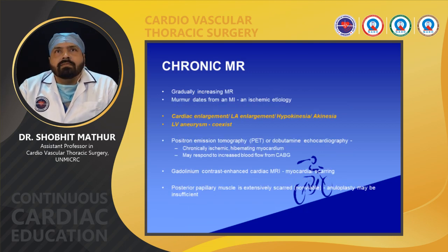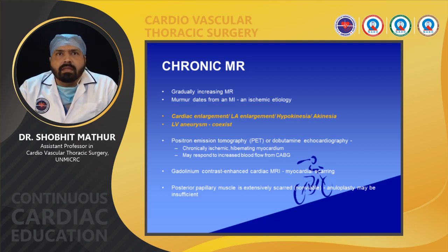So looking at the clinical features of chronic MR, chronic mitral regurgitation will present as gradually increasing mitral regurgitation, with slow and insidious symptomatology. The murmur might date from the attack of acute MI, so that points an indication towards the ischemic etiology. On evaluation, we will see that cardiac enlargement is there, and specifically LA enlargement is there. In acute cases, LA was small or normal in size.